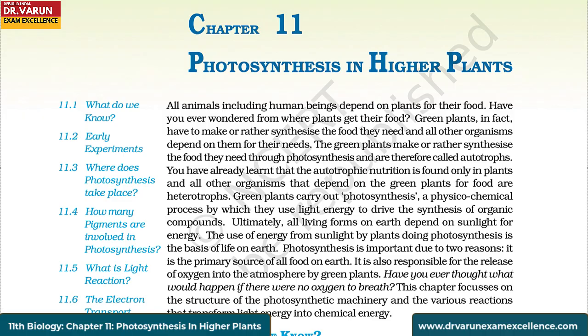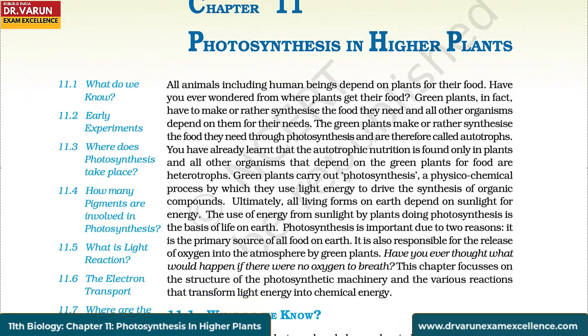Green plants, in fact, have to make, or rather synthesize, the food they need, and all other organisms depend on them for their needs. The green plants synthesize the food they need through photosynthesis and are therefore called autotrophs. You have already learnt that autotrophic nutrition is found only in plants, and all other organisms that depend on the green plants for food are heterotrophs.